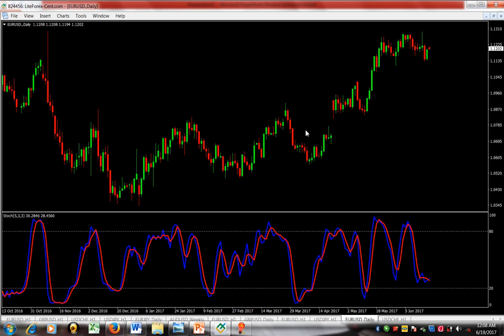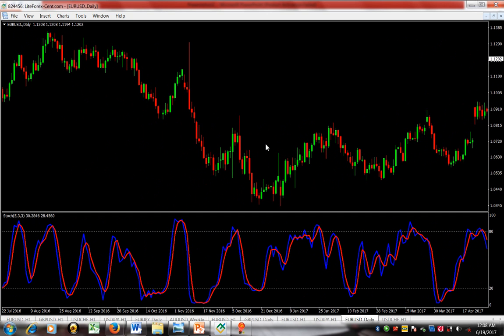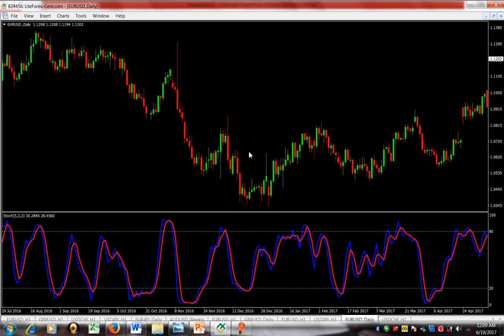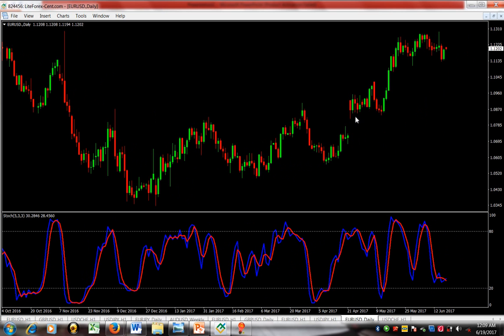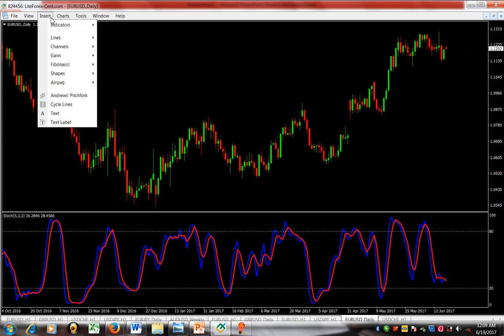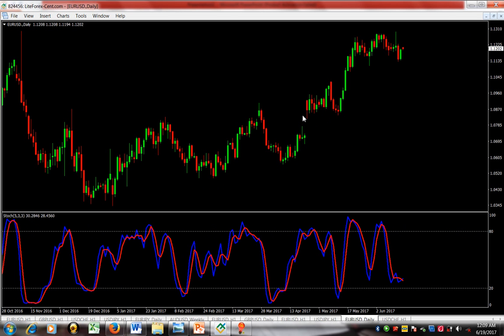Of course, oversold is only important when we are in an uptrend, because when we say oversold, then we like to buy. For instance, the trend that we have now currently on this daily chart is definitely an uptrend.